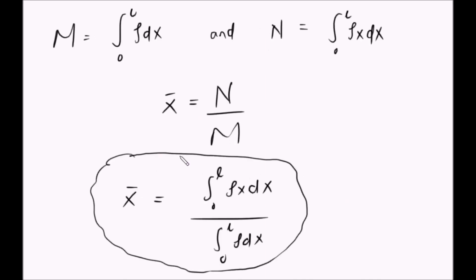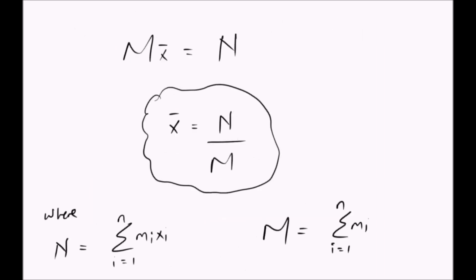And then we use this one for a continuous body where the linear density is not constant. And then we use the sigma notation for a system of particles. So that is the center of mass.